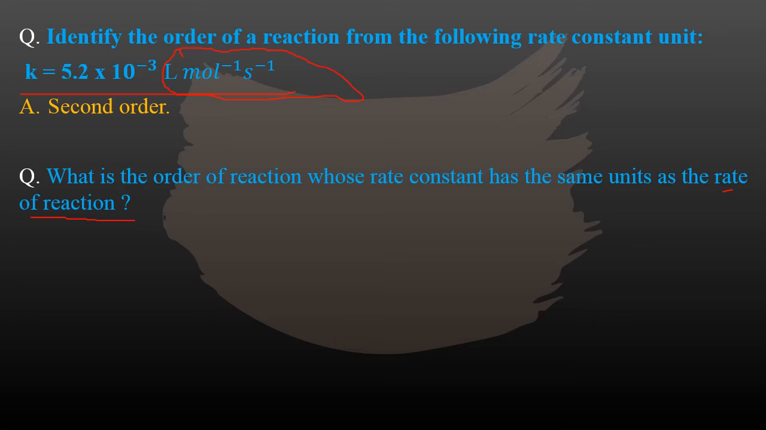Here we have to find out the order of that reaction which has the same unit of the rate constant, the unit of K, as that of the rate of a reaction. So the correct answer will be a zero order reaction, because we know that zero order reactions are independent of the concentration of the reactant. So the unit of rate constant for a zero order reaction is the same as the unit of rate of a reaction, that is mole liter inverse second inverse.